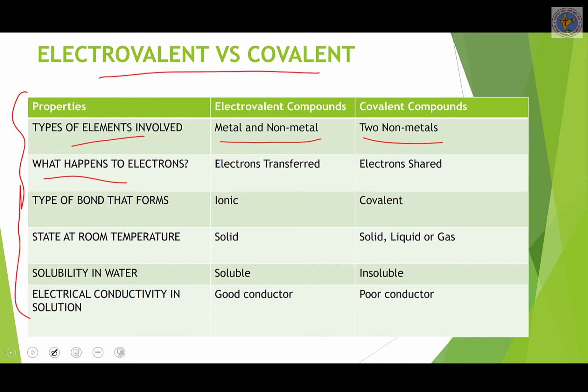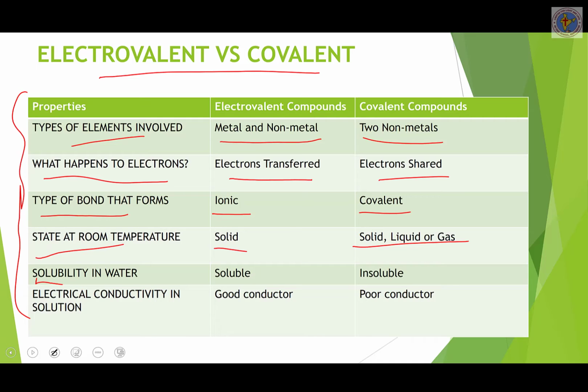What happened to electrons in case of electrovalent compounds? Here electrons are transferred, whereas here electrons are shared. What type of bond forms in case of electrovalent compounds, children? Here we get an ionic bond or electrovalent bond. Here we get a covalent bond. What is the state of these at room temperature? Electrovalent compounds are solid at room temperature and covalent compounds are solid, liquid or gas at room temperature.